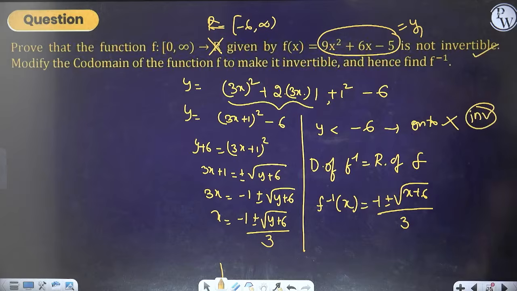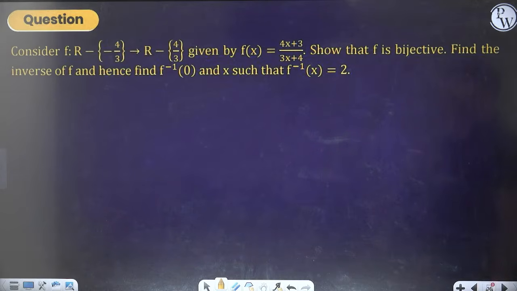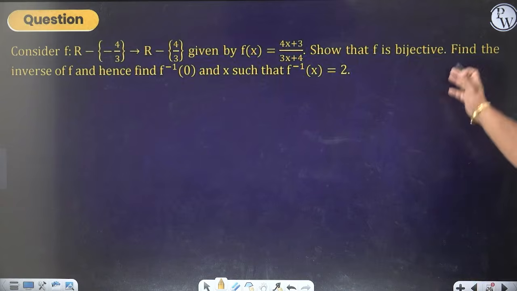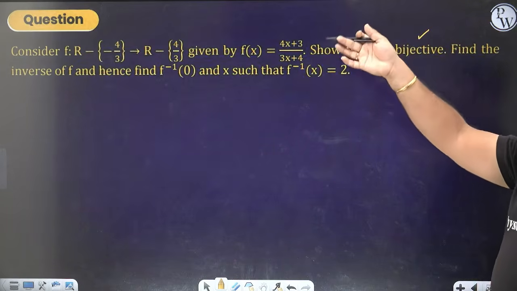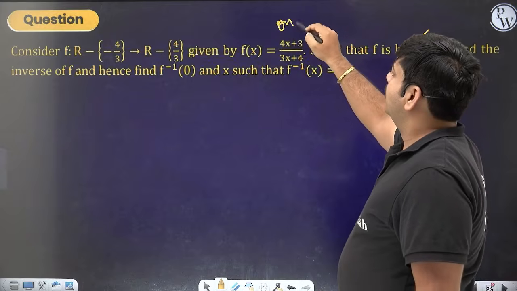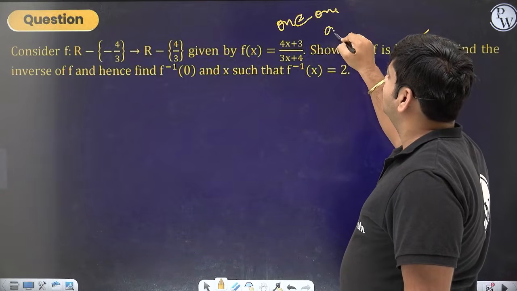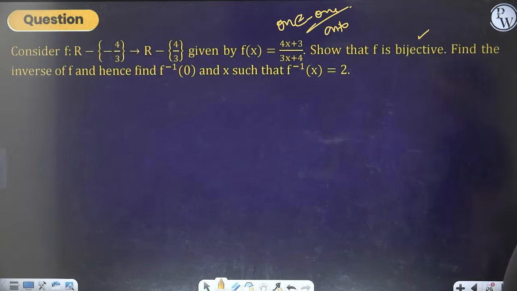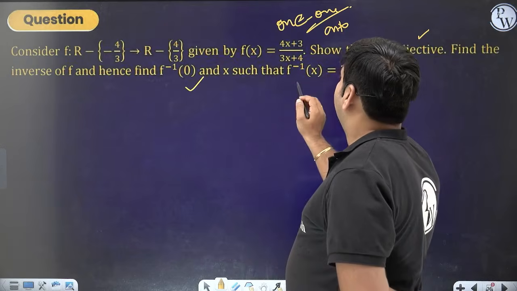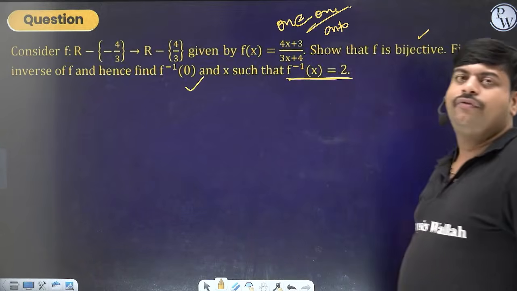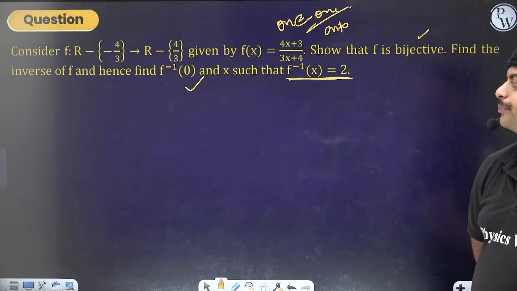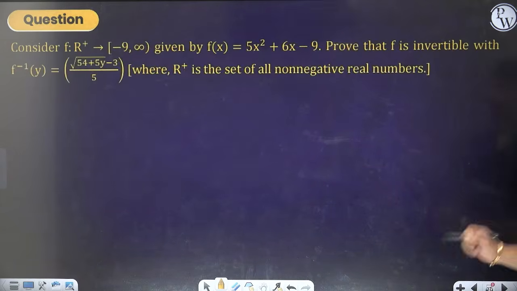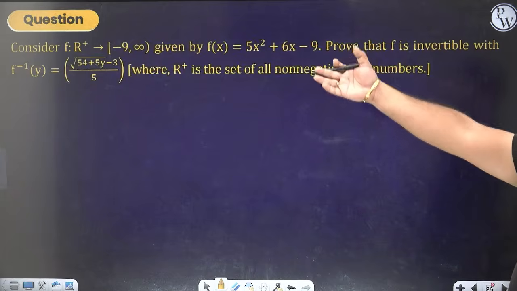Next one, 5. Show that f is bijective. Same way we have already done. Show that it is one-one first of all, and then prove that it is onto. The same way we are doing f inverse and all. And then we need to find f inverse of 0, and if f inverse of x is equal to something, we need to find x. Next. f of x equal 5x square plus 6x minus 9. Prove that f is invertible with f inverse of y equal to, same way, same concept.